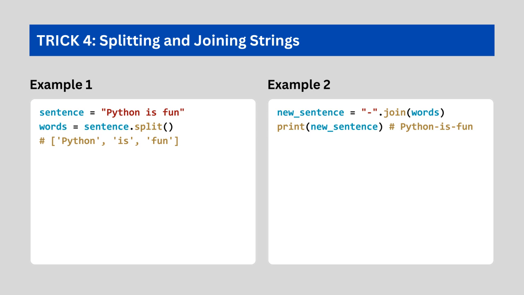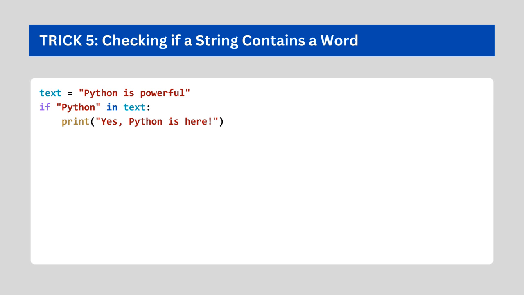Want to merge words back into a sentence? Use join, as shown in the second example. This method is fast, efficient, and extremely useful when working with structured text data like CSV files or log entries. Trick 5. Checking if a string contains a word.